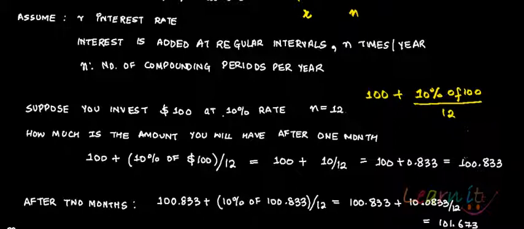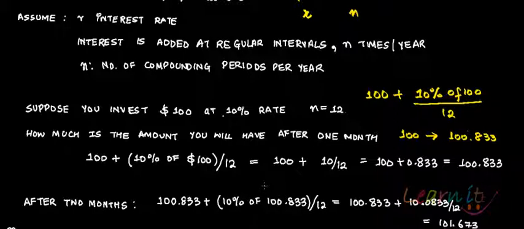After 2 months, what will you have? You will have this much amount in your bank account after 1 month. At the end of the second compounding period, your amount would have increased from 100. You started with 100, it went to 100.833, and then you'll be given interest on this 100.833. So your interest is being added and you're getting interest on interest.